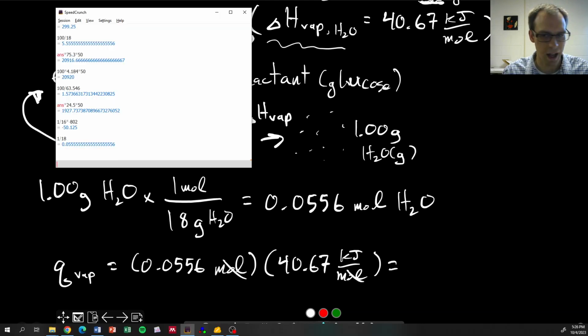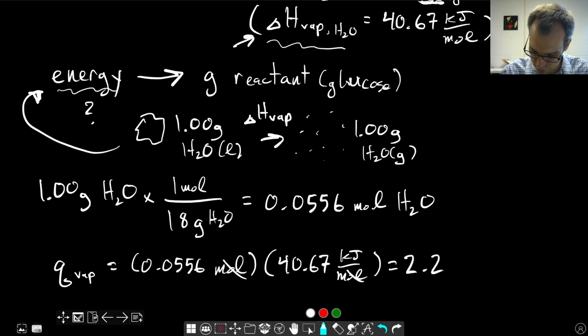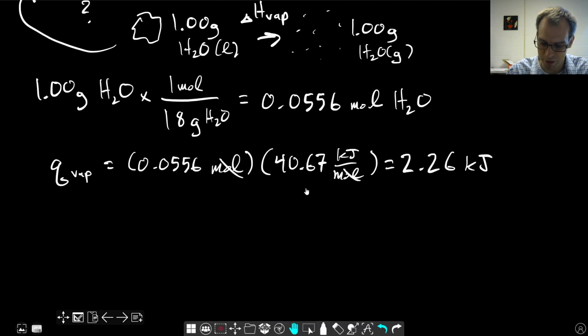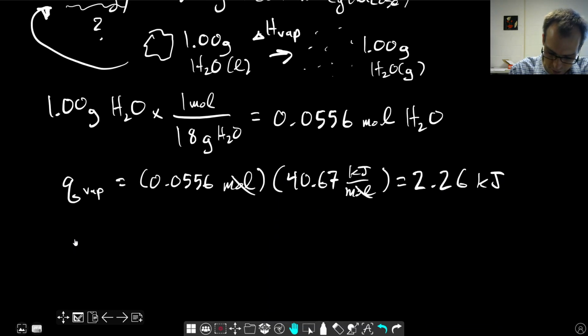And let's go ahead and do that. So we have 0.0556 times 40.67 gives us 2.26 kilojoules of energy required. So now we're going to use our enthalpy of combustion that we have for glucose to go backwards from that. So we know we need 2.26 kilojoules of energy.